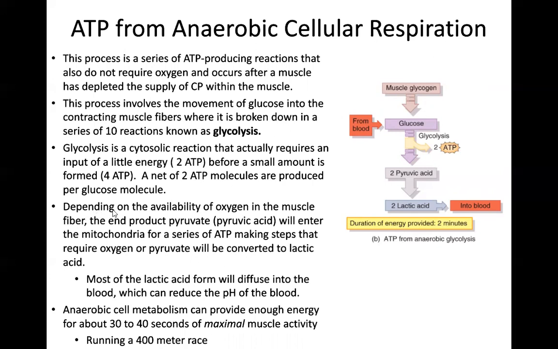At this point, we're going to definitely form pyruvic acid, 2 of them, but depending on the state of the cell, we will either use that pyruvic acid in the mitochondria for aerobic respiration, or it can be converted to lactic acid if we don't have enough oxygen in the blood, which is what this bullet's all about. So depending on the availability of oxygen in the muscle fiber, the end product, what we call pyruvate, same thing as pyruvic acid as it's labeled here, will enter the mitochondria for a series of ATP making steps that require oxygen, or the pyruvate will be converted to lactic acid, which, as it shows right here, will diffuse into the blood, which can drastically reduce the pH of the blood.